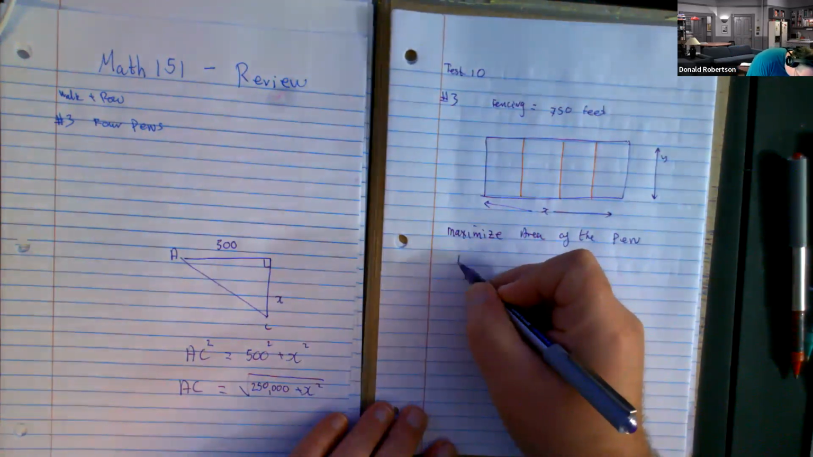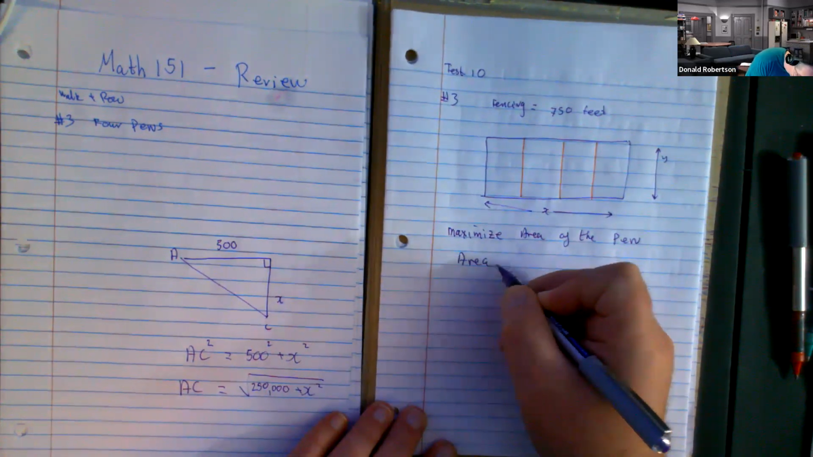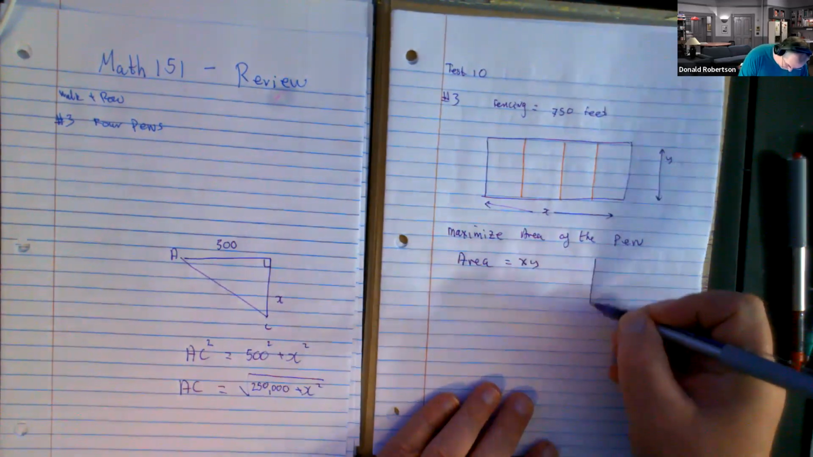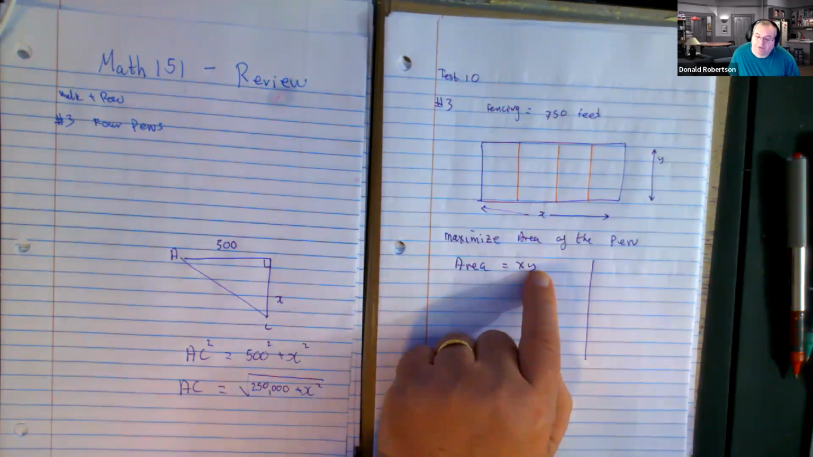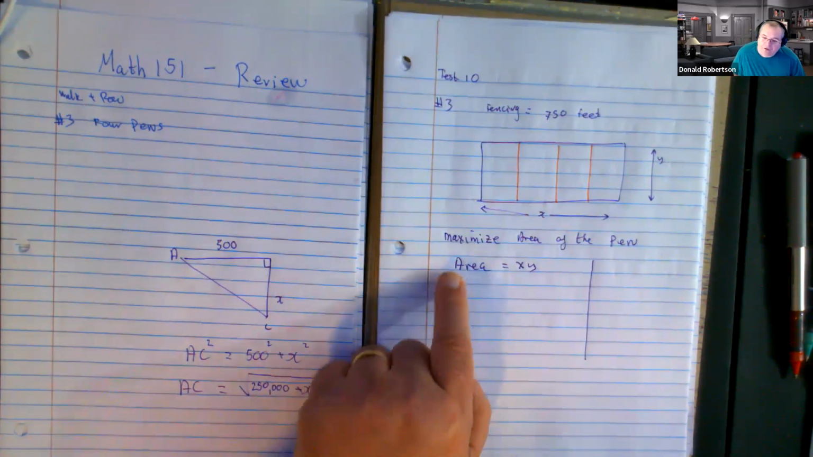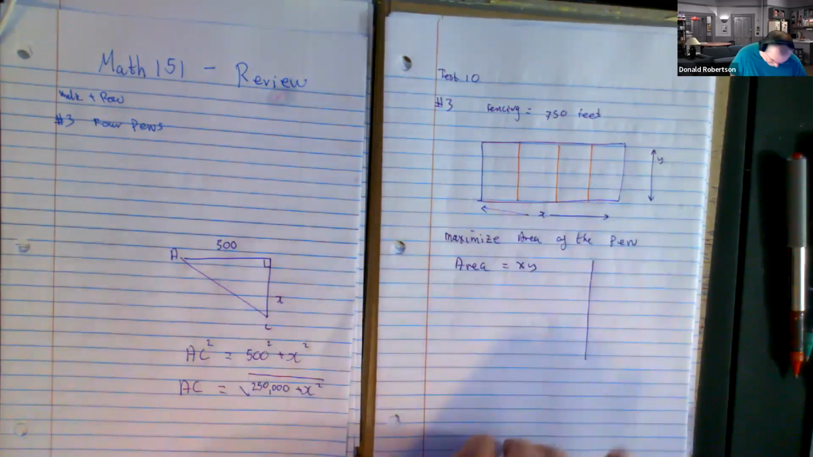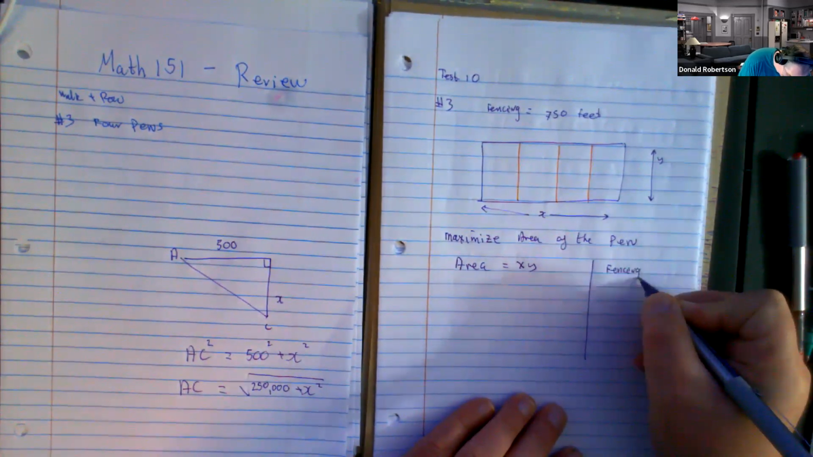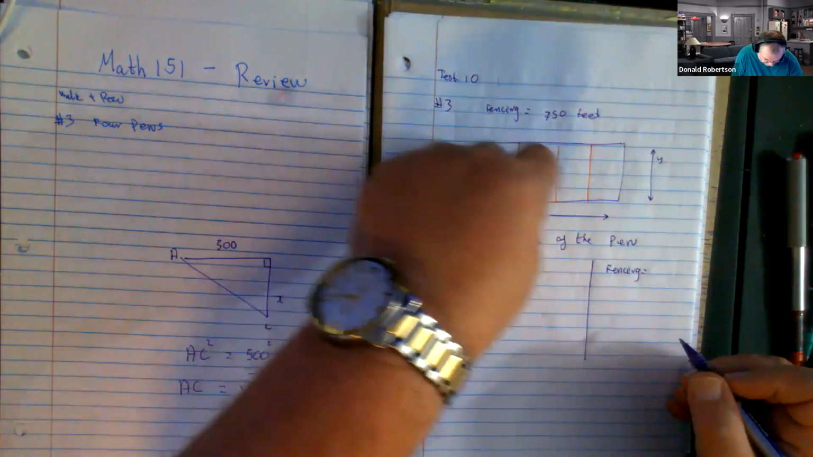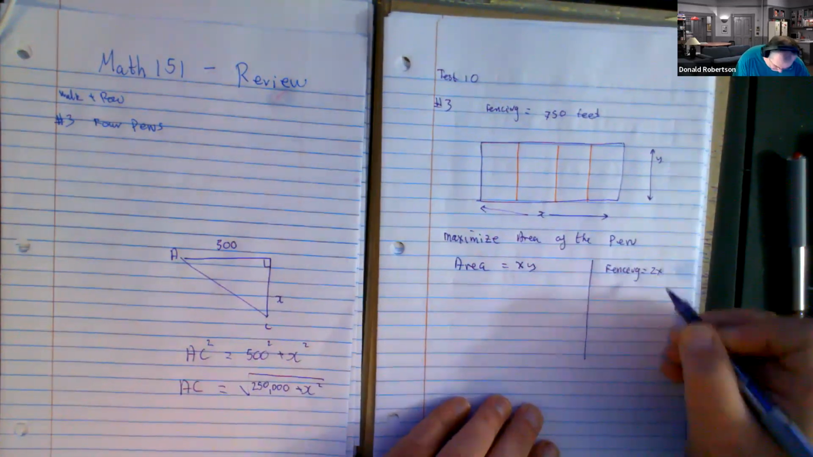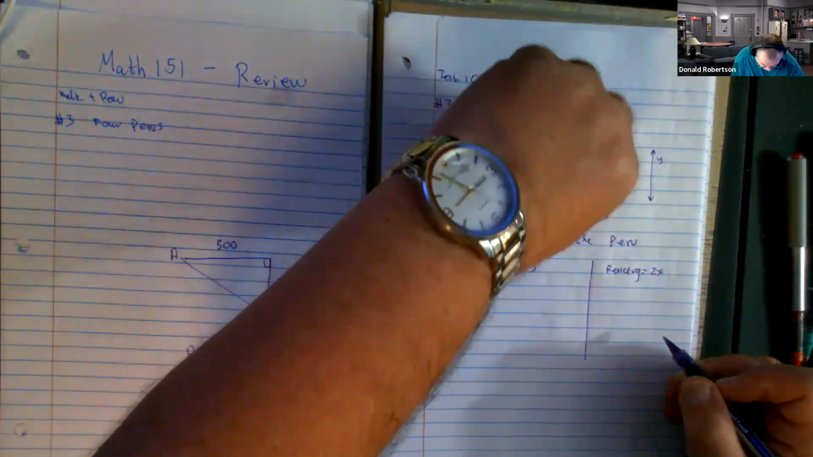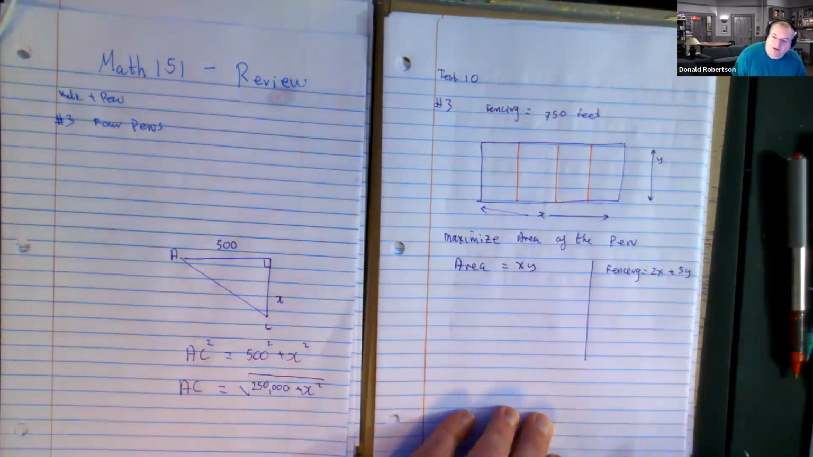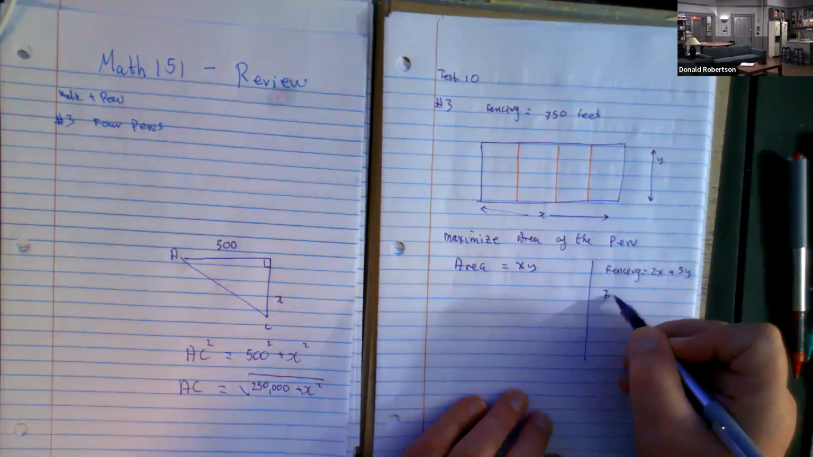Okay, well, the area is very easy to calculate. It's X times Y. But I need to figure out a way of getting Y in terms of X. So if I look at this badly drawn picture, the fencing will be equal to 2 X's plus 5 Y's, at least in my orientation. And we know that that is 750 feet.